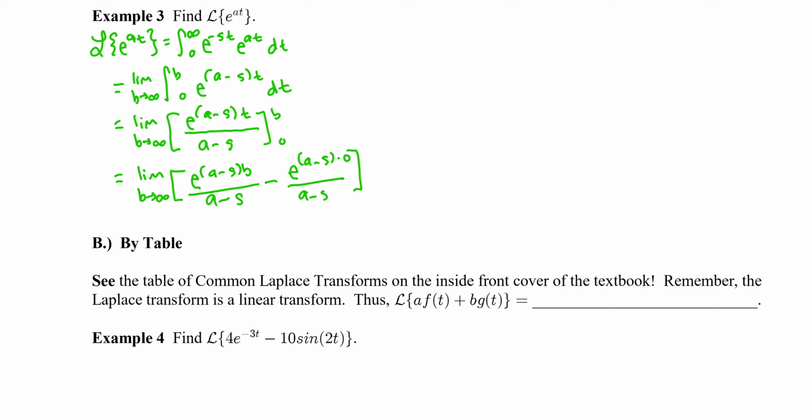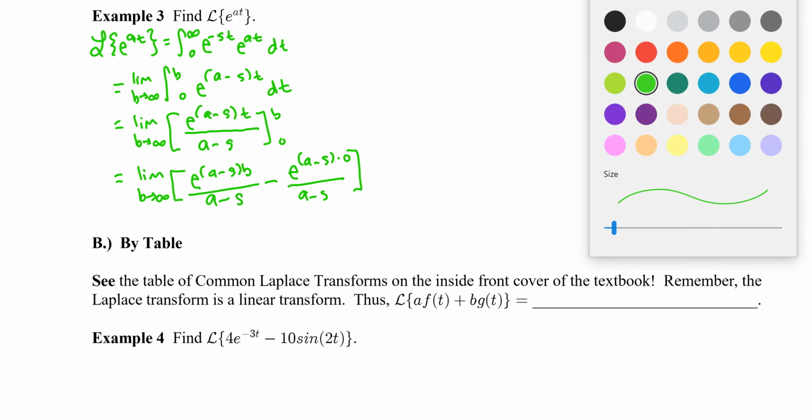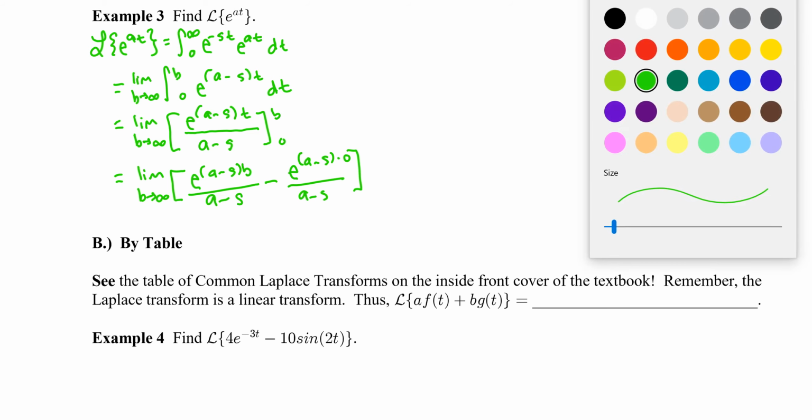Okay, evaluating what we can. This term's going to be easy. We're going to end up with 1 over a minus s. Now, this term we're going to have to think about a little bit. We have e to an unknown constant times b, and b is approaching infinity. So the value of this limit depends on the sign of that coefficient.